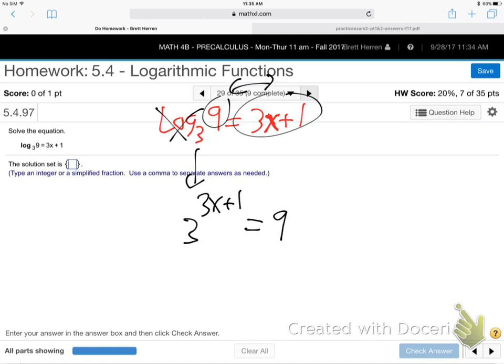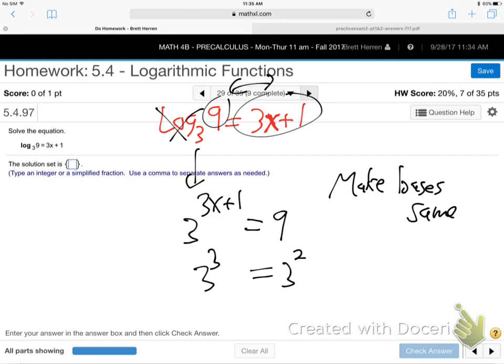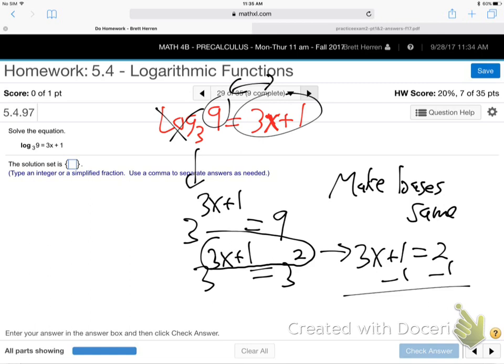Good so far. Now, how do we solve that? Make the bases the same. Yeah, remember that? Make the bases the same. Good job, good memory. 9 is 3 squared, huh? If you make the bases the same, then the powers have to be equal, because if 3 to something equals 3 to something, those somethings must be equal. So that means 3x plus 1 must be 2. Now we can solve it. Subtract 1, 3x is 1. Divide by 3, x is 1/3. Good? That okay?